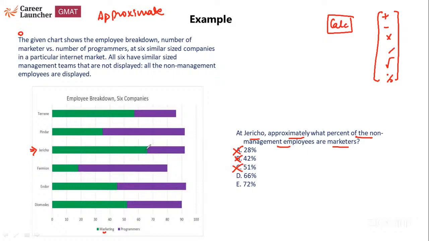Now, what are the calculations? If we understand how many marketers are there, so percentage of marketers are required. Out of total, let's say out of total 92 employees, there are 65 marketers. So that means percentage of marketers into 100%. So that's your answer.